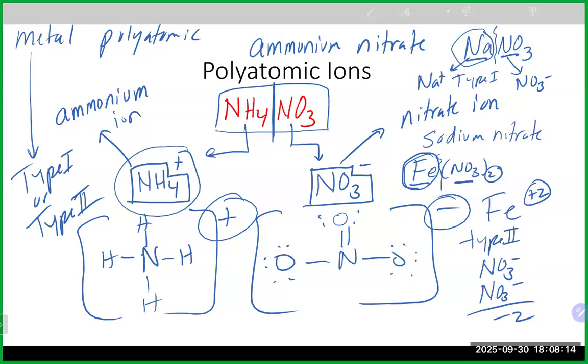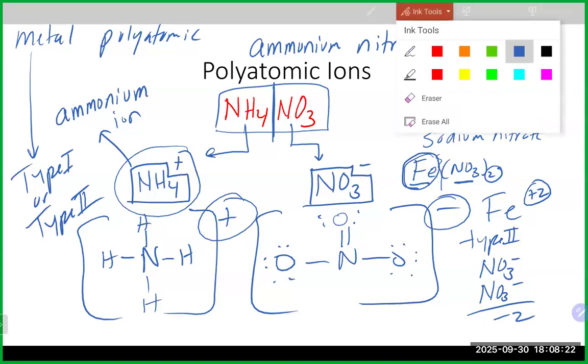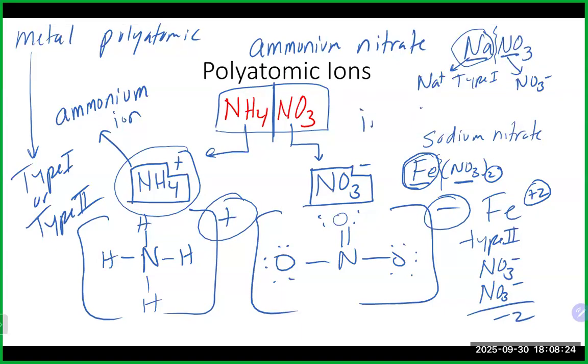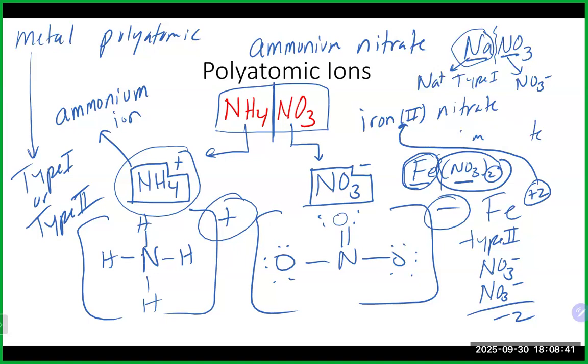I'm going to just erase something and have a little bit of room there to write it. I'll go right there. And if we were going to name this, again, this would be iron Roman numeral 2 because of the charge. And it doesn't matter, we got multiples there. It is still just nitrate at the end, just the whole name of the polyatomic ion. Doesn't matter, again, if you have more than one or just one or two or three or 144. You basically just use the name of the polyatomic ion by itself.